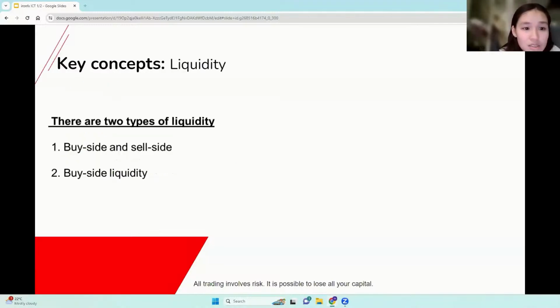So the first key concept we'll go through is liquidity. There are basically two types of liquidity. There's the buy side and sell side. So firstly, buy side liquidity represents a level on the chart where short sellers will have their stops positioned.